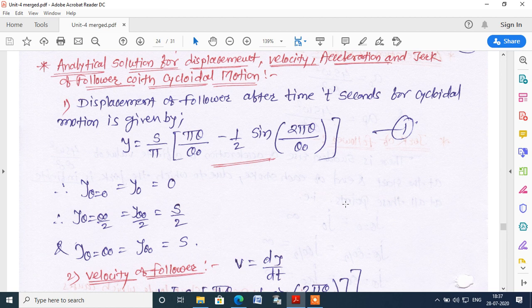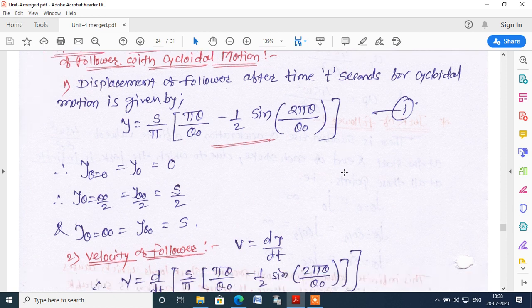Welcome back students for the next module of Theory of Machines 2, unit number 4, that is cam and follower. Now for the last motion of the follower, that is cycloidal motion, you have to see displacement, velocity, acceleration and jerk.